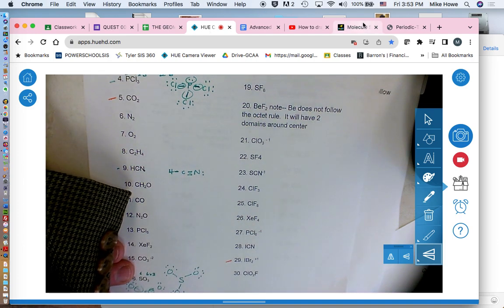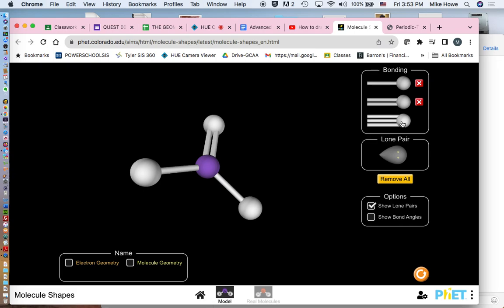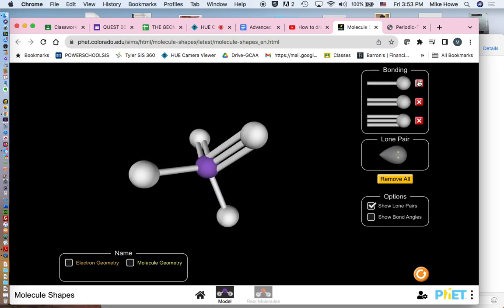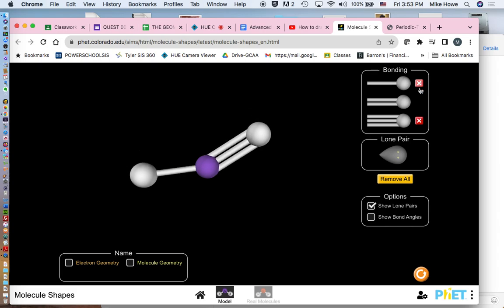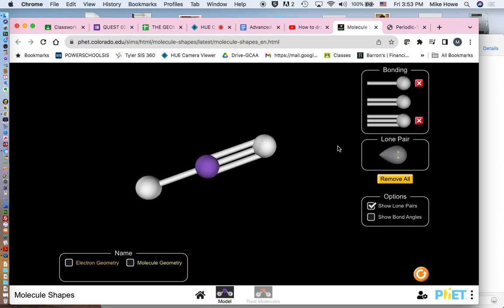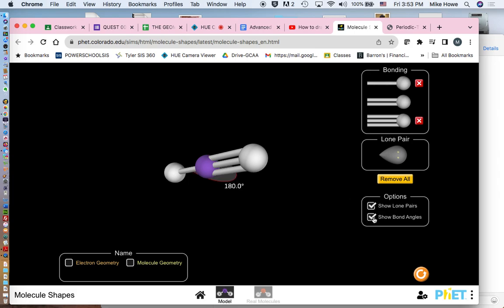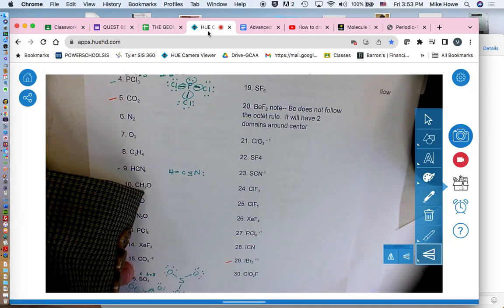Just showing you that real quick. Here's what it looks like. All right, so it'd be a straight line like that. There'd be an unshared pair of electrons out here that we're not seeing in this picture. And if you want to see the bond angles, that's 180. All right, so that's a straight line.